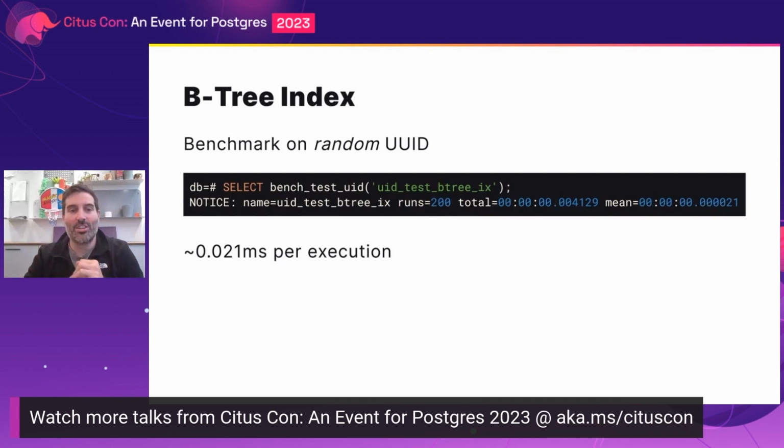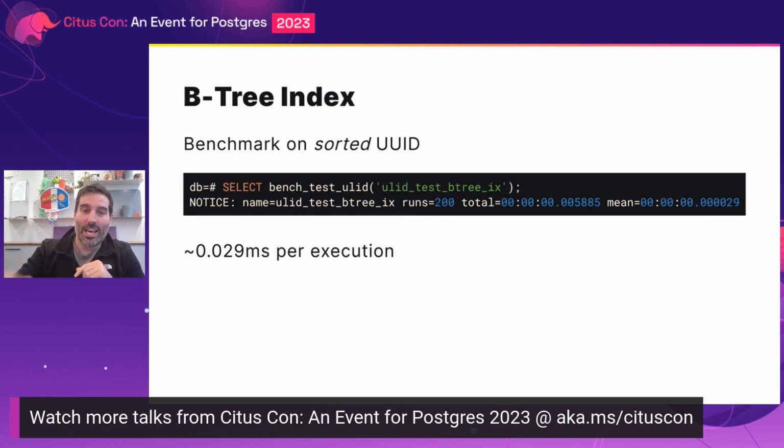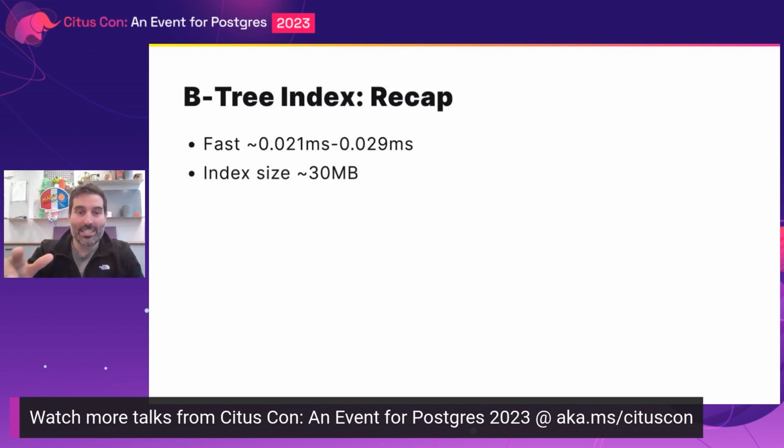So let's execute our benchmark, and we get a very, very fast timing. That's less than a millisecond, a fifth of a millisecond, 0.021 milliseconds per execution on a random UUID. And we can execute the exact same thing on a sorted UUID, and we get roughly the same timing. That makes perfect sense. So very, very fast. And the index is roughly 30 megabytes in size, okay?